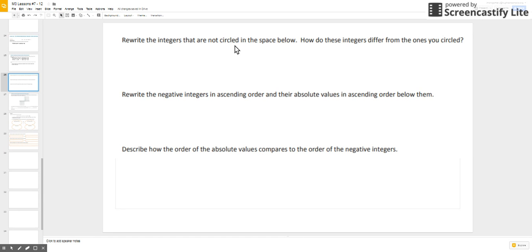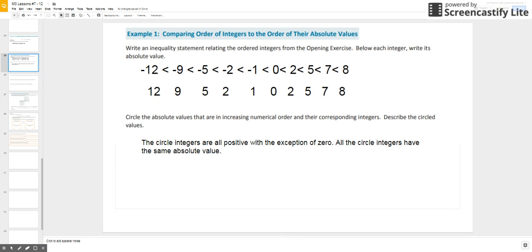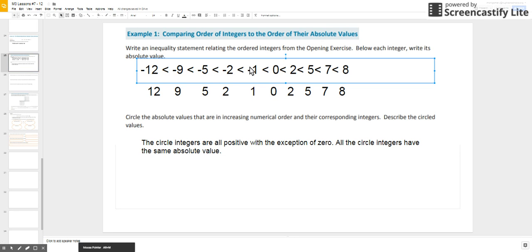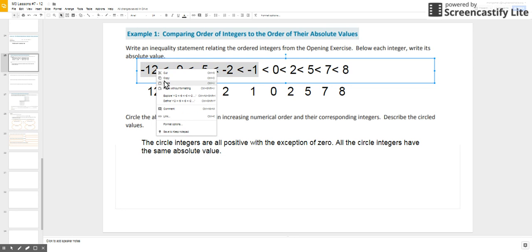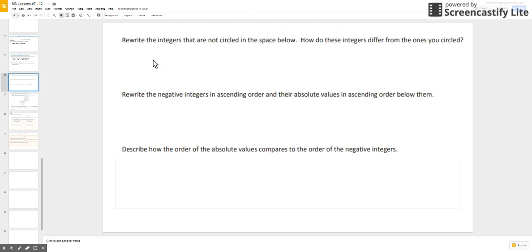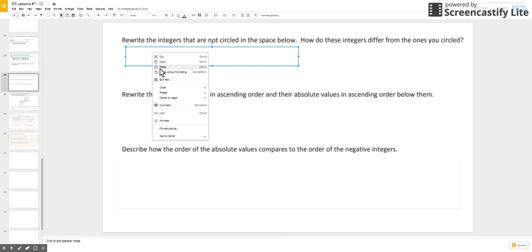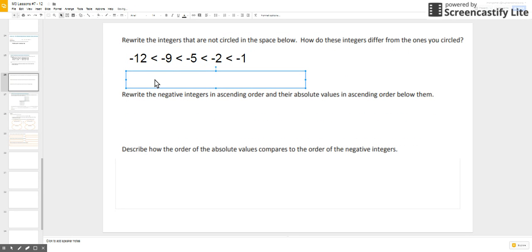It says rewrite the integers that are not circled in the space below. How are these integers different from the ones you circled? If you look back, yours of course should be circled here, but when I restart, everything I put in pen goes away. But these ones, hopefully, you should see are not circled. So once again, I'm just going to copy and paste. You can go ahead and just simply write them in. That's perfectly fine. So what do we notice about these integers?